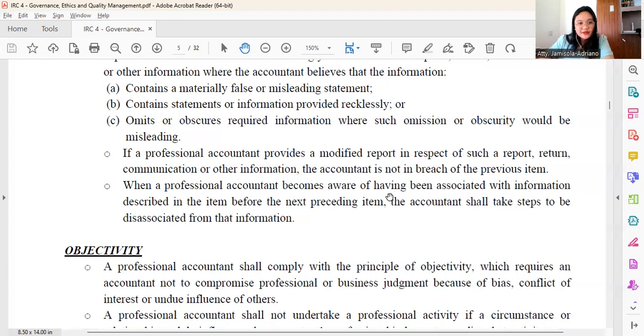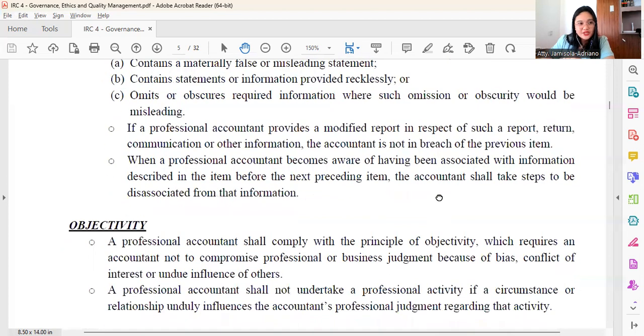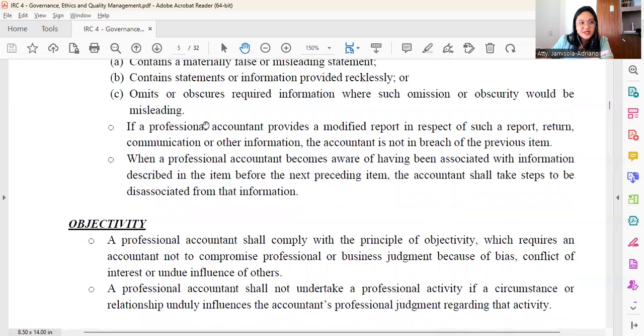If a professional accountant provides a modified report in respect of such a report, return, communication, or other information, the accountant is not in breach of the previous item. So if you have affixed your signature on such a report, but you made some modifications, then that is not considered a breach. When a professional accountant becomes aware of having been associated with information described in the item before the next preceding item, the accountant shall take steps to be disassociated from that information.